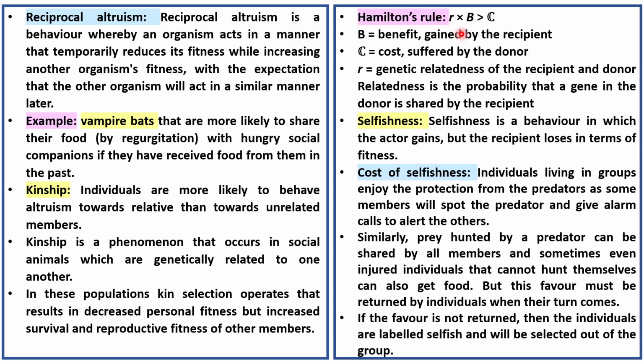So, R into B is greater than C. B is equal to the benefit gained by the recipient. C is equal to the cost suffered by the donor. R is equal to the genetic relatedness of the recipient and donor. Relatedness is the probability that a gene in the donor is shared by the recipient. So, B, benefit, should always be greater than C, cost, in altruism.